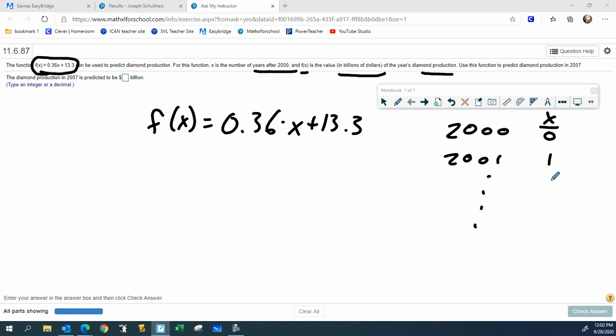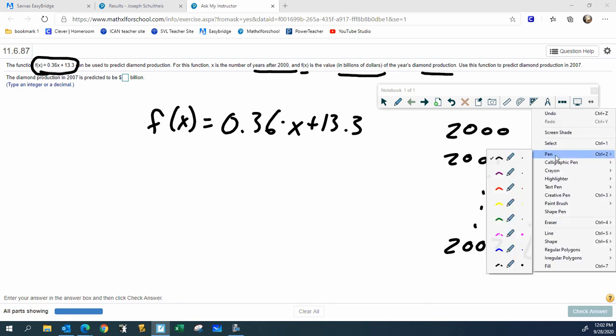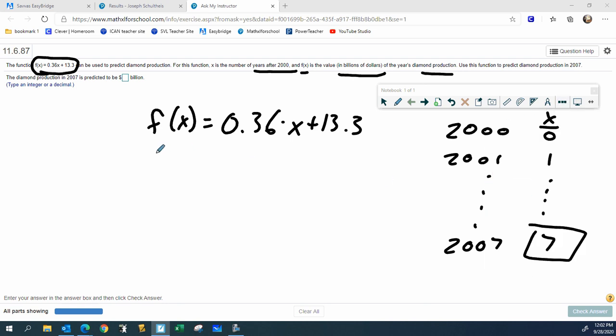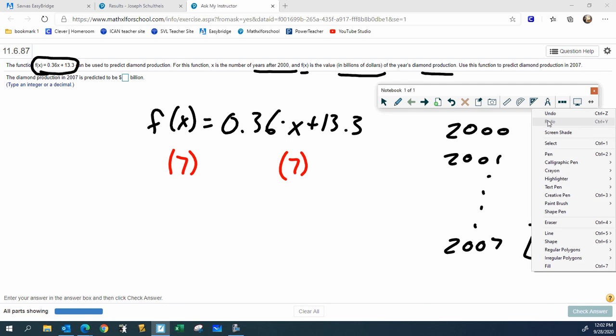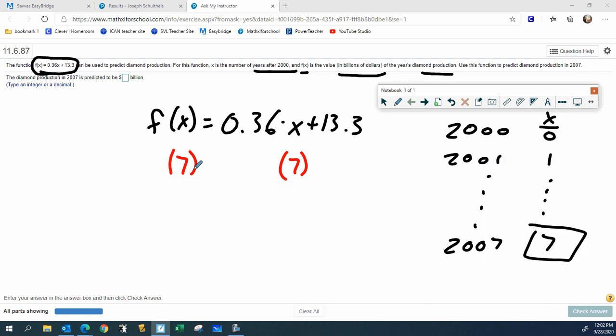So if we continue that pattern down to 2007, we know we have an x value of 7 right there. And so if we come over here to our function, this function is used to describe how much production in billions of dollars we have after x number of years. But in this case, we're dealing with 7 years specifically. Like we want to know what the answer is after 7 years. And so we just do f of 7 equals 0.36 times 7 plus 13.3.